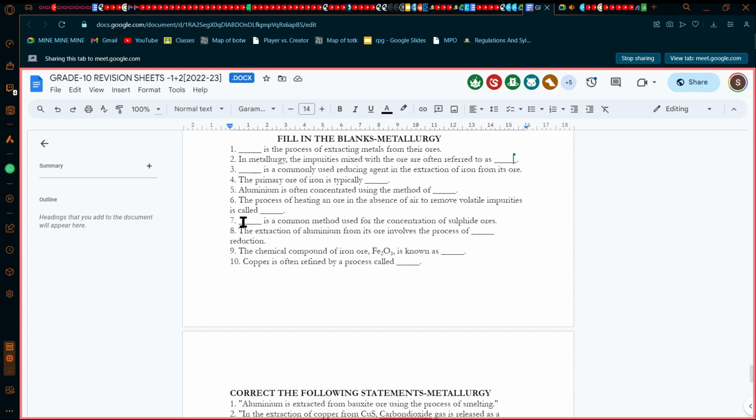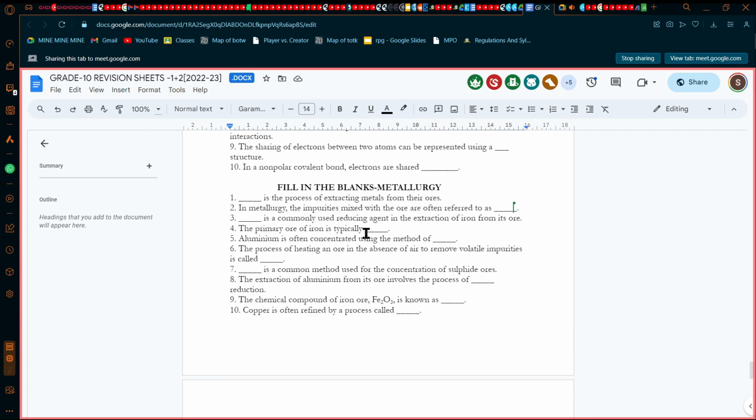The primary ore of iron is hematite. Aluminium is often extracted from bauxite. Chemical method: the Bayer process. They gave it a name, the Bayer process. What do you mean, chemical method?